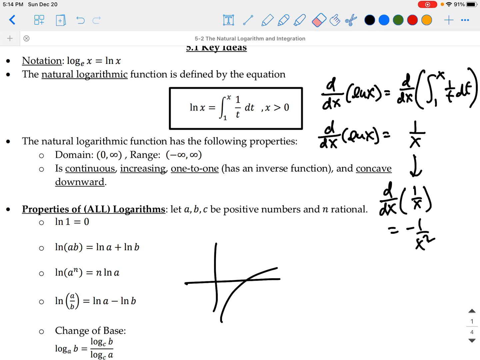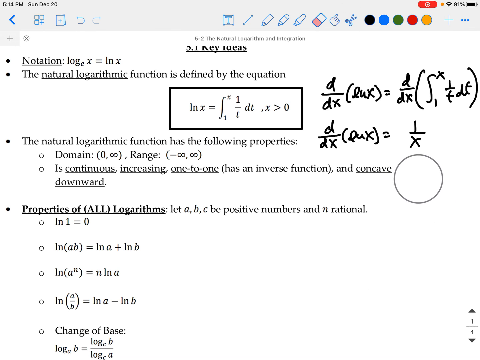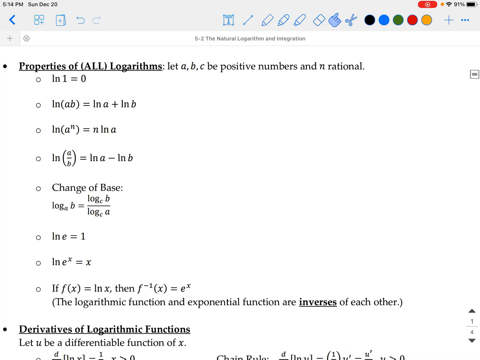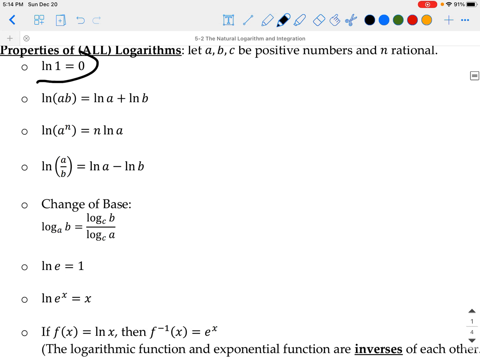So we get this nice matching behavior that's going to be extremely useful. Now from my review video, I did discuss some of the properties. Some of them are here, some additional properties are here. So we have the natural log of 1 is 0 because e to the 0 is just 1. The other 4 properties we've discussed.